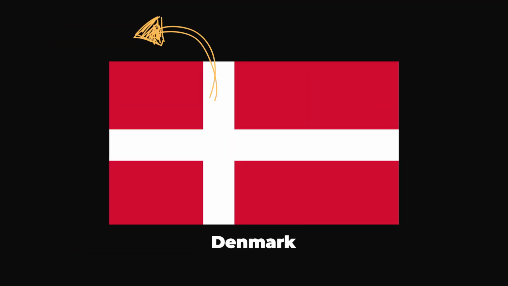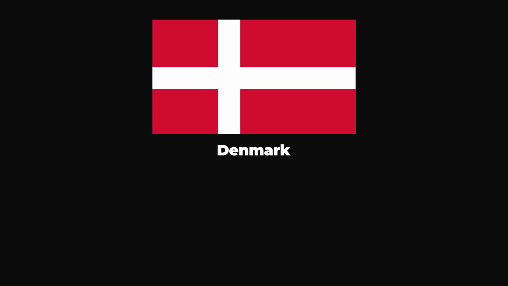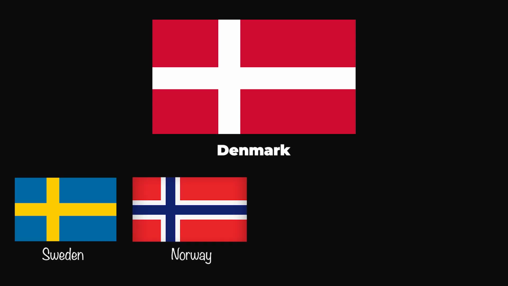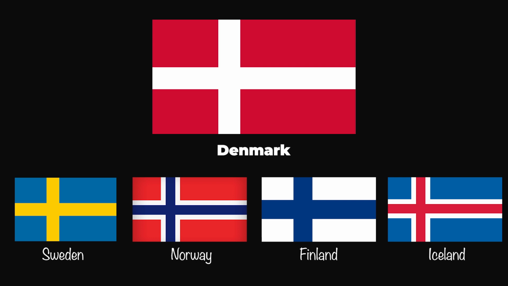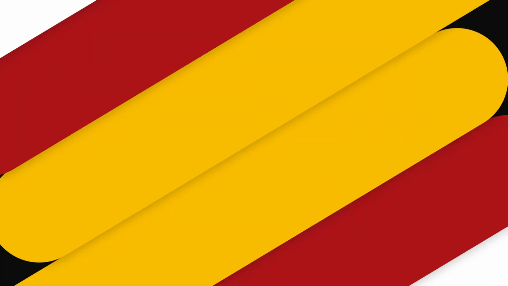The Danish flag represents Christianity and is credited with influencing other Nordic countries, Sweden, Norway, Finland, and Iceland, to adopt similar styles on their own flags. The Dannebrog flag is generally considered to be the oldest flag in the world, dating back to 1219.